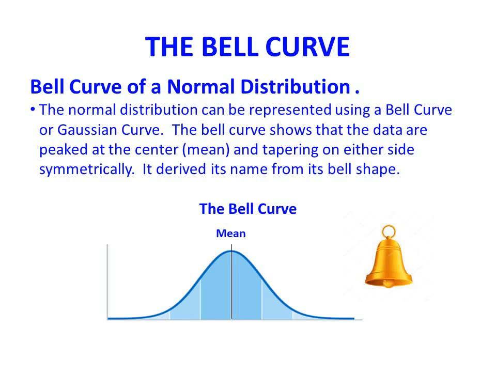A bell curve of a normal distribution is presented here. The normal distribution can be represented using a bell curve or Gaussian curve. The bell curve shows that the data are peaked at the center, that is the mean, and tapering on either side symmetrically. It derived its name from its bell shape.